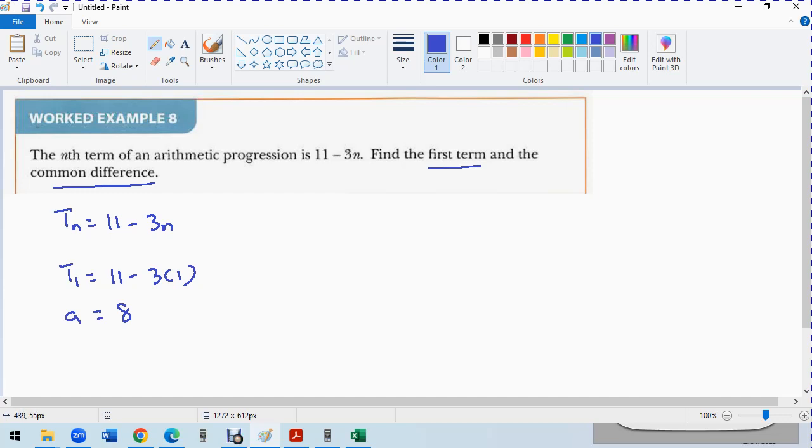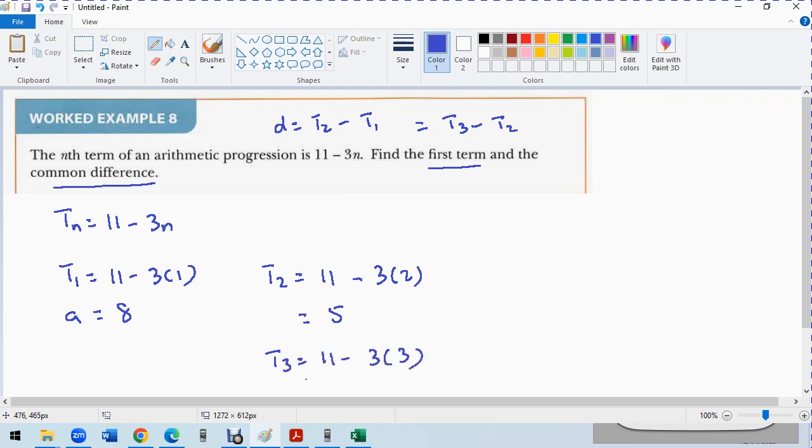To find the common difference D, we can use the second term minus the first term. The second term is 11 minus 3 times 2, which is 5. We can also find the third term minus the second term. The third term is 11 minus 3 times 3, which is 2. So you observe 8, 5, 2. Actually, they decrease by 3.